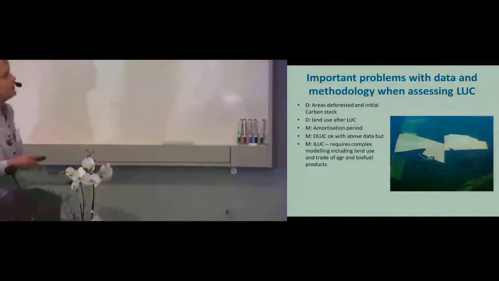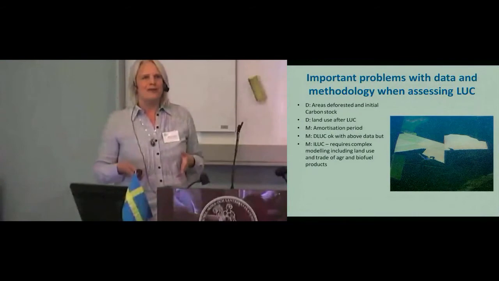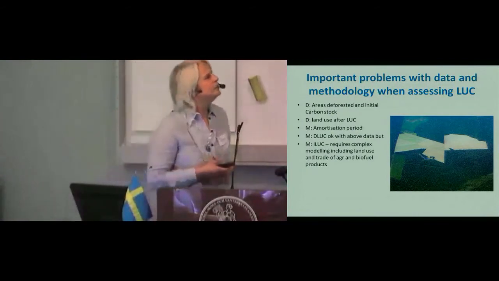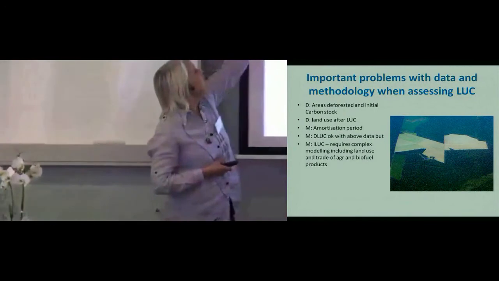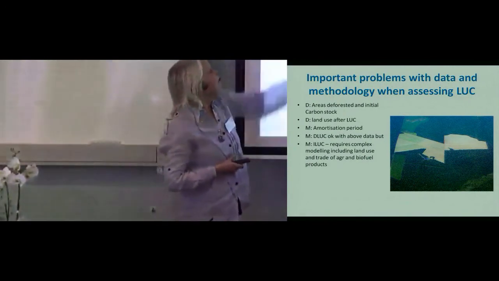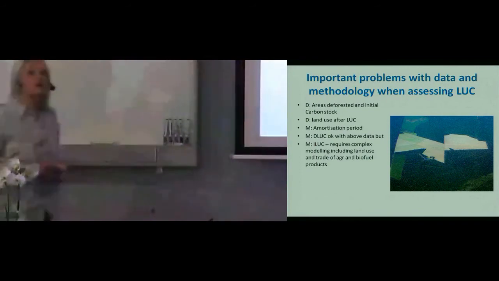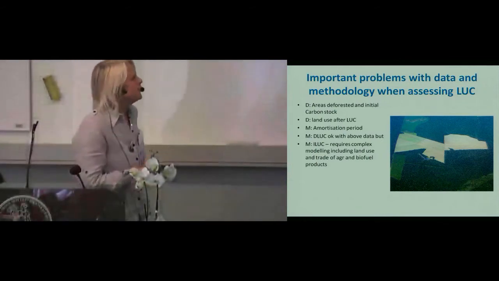So when we are working with all this data to understand land use change, because it's 9% of all emissions of carbon dioxide that actually has not been involved in this carbon footprinting of products, we have a lot of problems. We have data problems with areas, how the land is used, and also carbon stock. And we have these methodology problems where especially these indirect effects are very, very difficult to take into account.